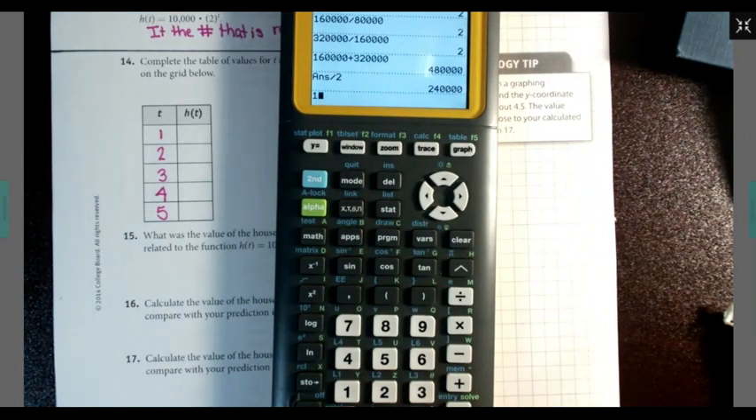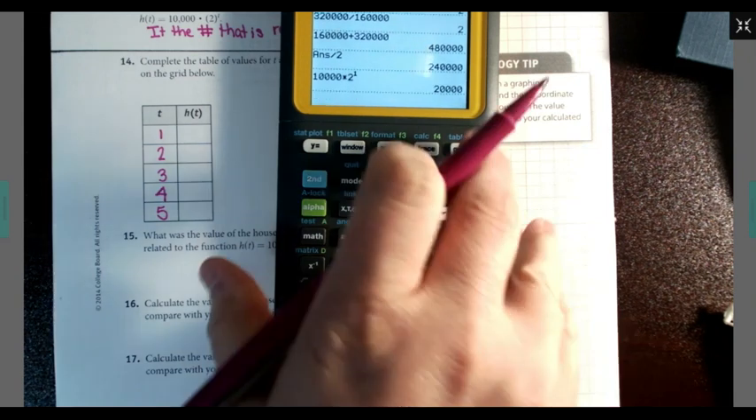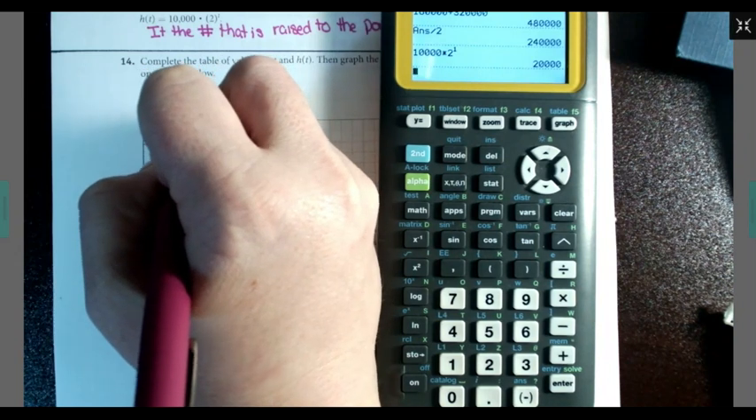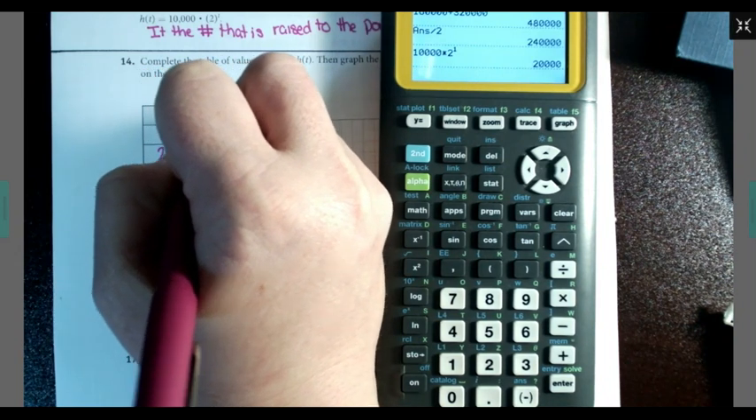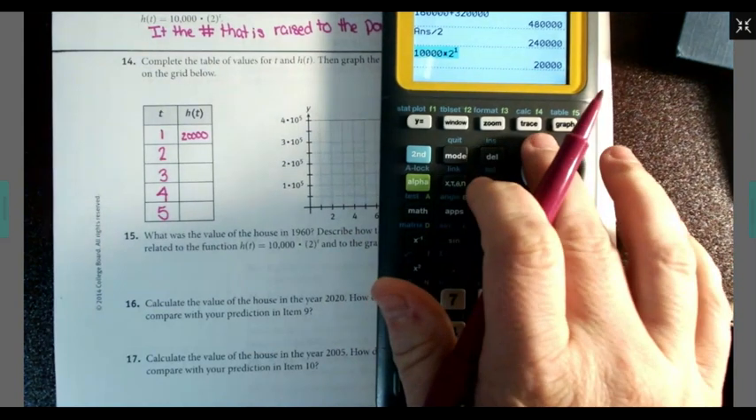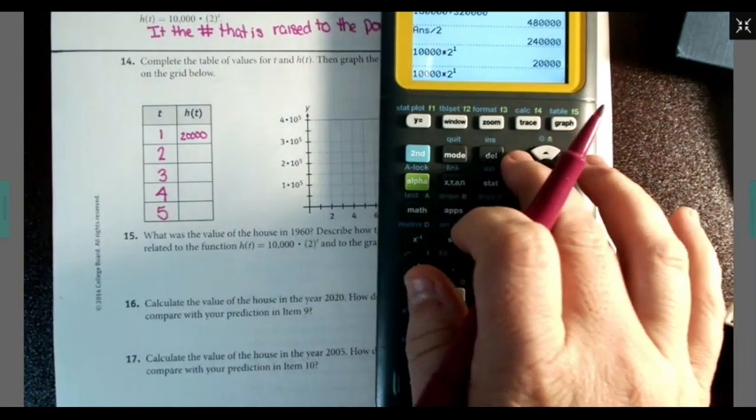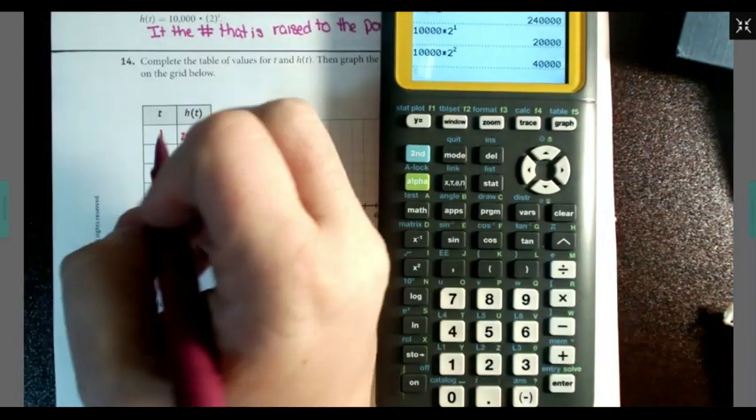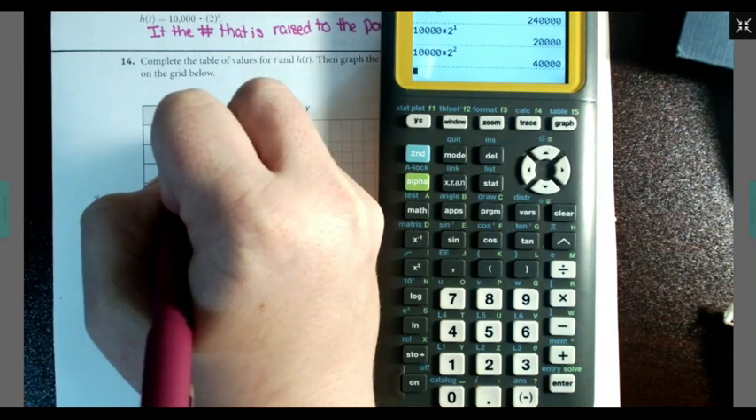So we're going to do 10,000 times 2 to the 1 power. That's going to be 20,000. I'm going to do the same equation, but now I'm going to plug in a 2 here. That's 40,000.